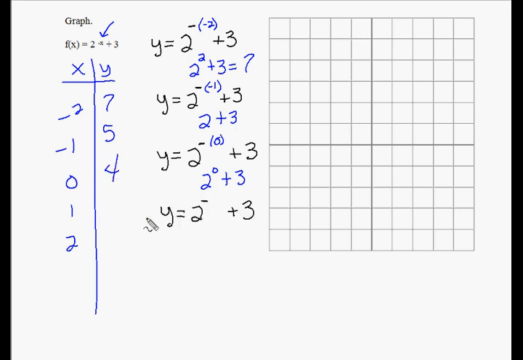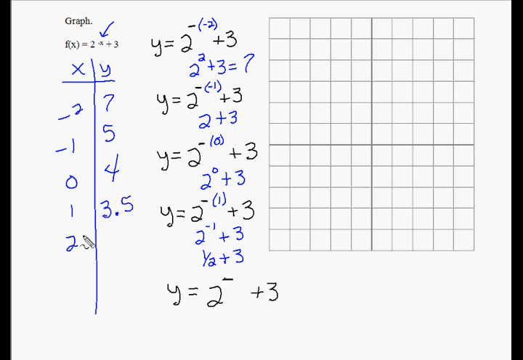So now we'll put positive 1 back into the original equation. And that is 2 to a negative exponent, 2 to the negative 1. And a negative exponent, recall, is reciprocal. So this is 1/2 plus 3, which is 3.5.